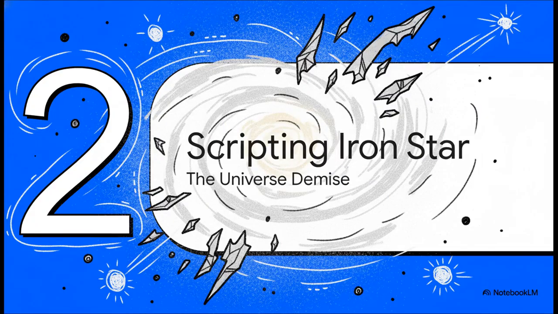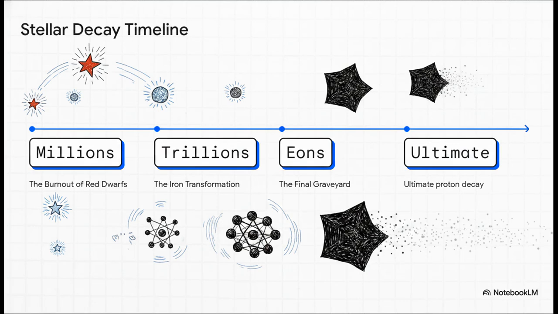Moving on to part two, scripting the Iron Star era. Okay, so applying the storytelling formula literally turns abstract physics into an epic, slow-motion narrative. Check out this timeline of stellar decay. We start with the burnout. Over millions of years, common red dwarf stars exhaust their fuel, leaving behind these cold husks called white dwarfs.